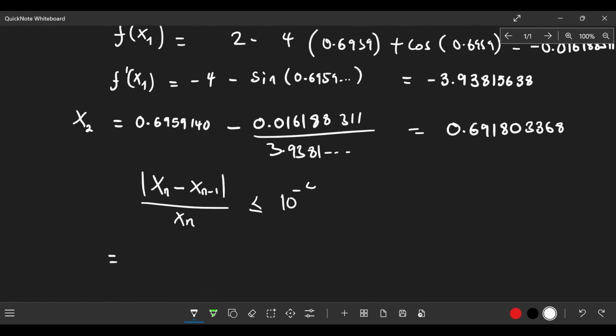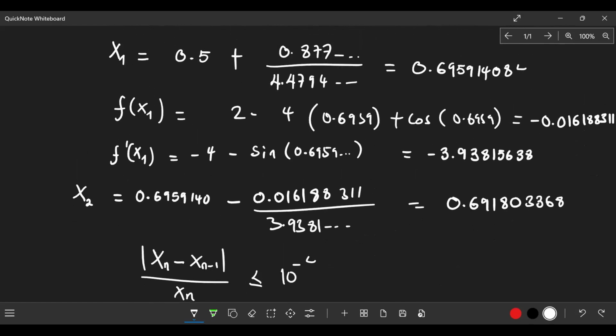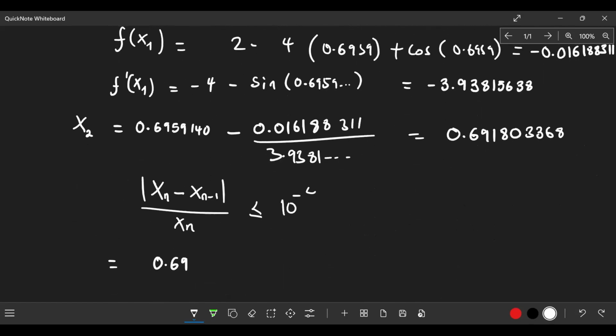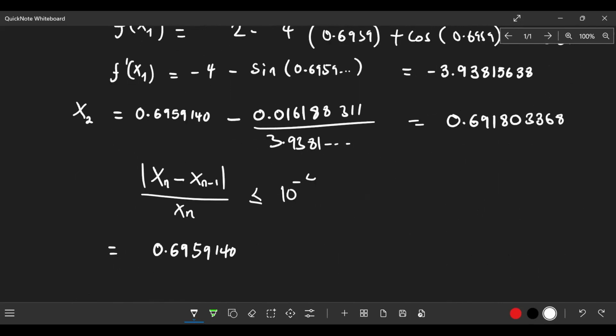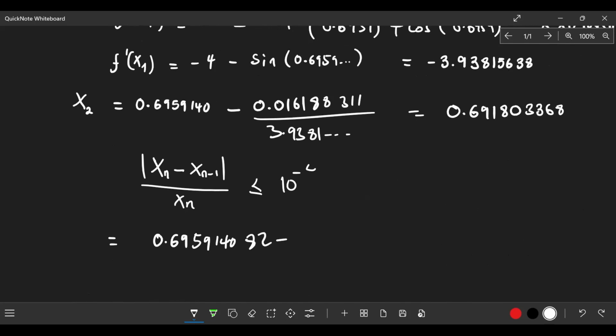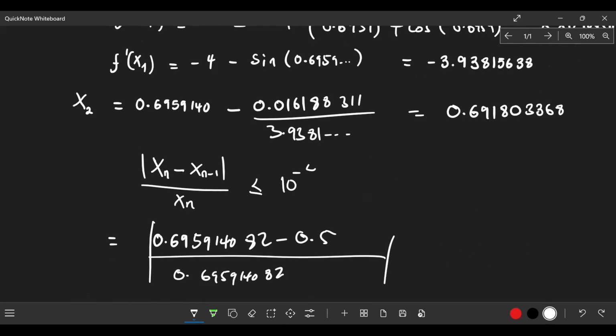Could you please shout the whole value for me? 0.69 what? 0.6959140. Are there some values I've left? 82, right? Minus the previous was 0.5. That was the initial value that was given to us. Divided by the same thing, 0.69591482. Okay, so what do you get here?